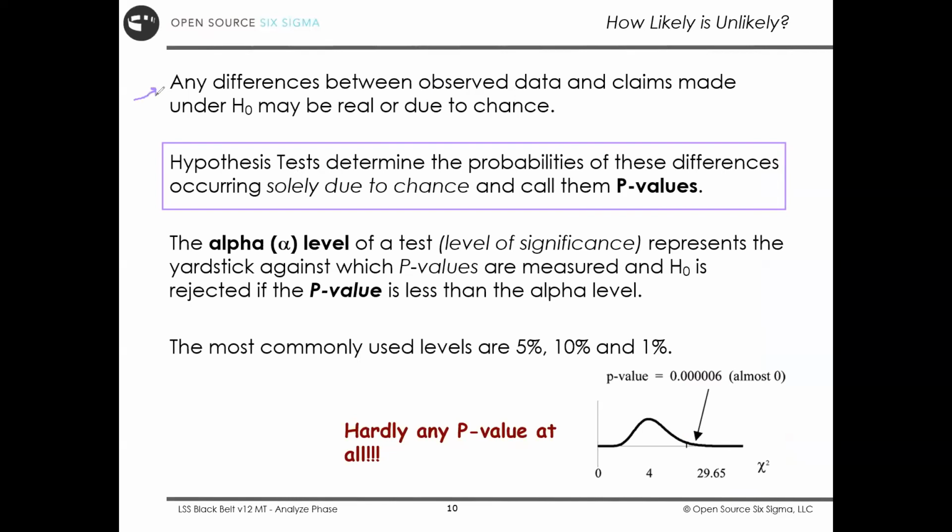Any differences you can see practically, which is a practical significance, between your observed data and the claims you made may be real or may be due to chance. And statistical significance will solve this problem for you. It will tell you whether there is a difference or not, whether you hit the target or not, whether this is due to chance or not. So what is the p-value anyway? It determines the probability of these differences occurring solely due to chance. In Arabic, احتمال الصدفة. So the p-value is the probability of a chance.